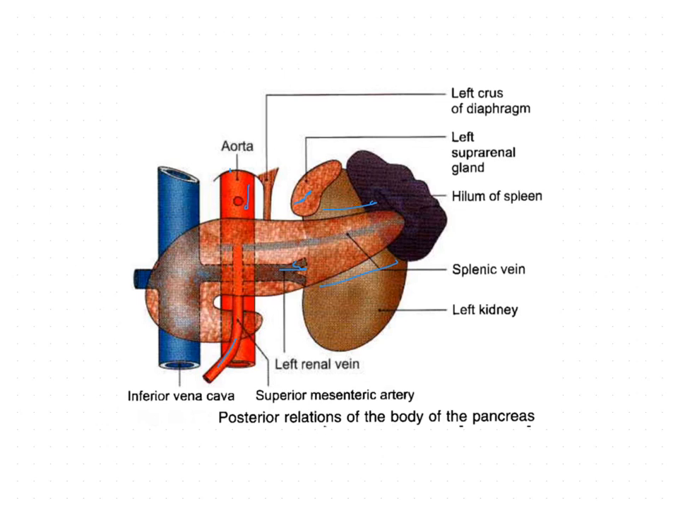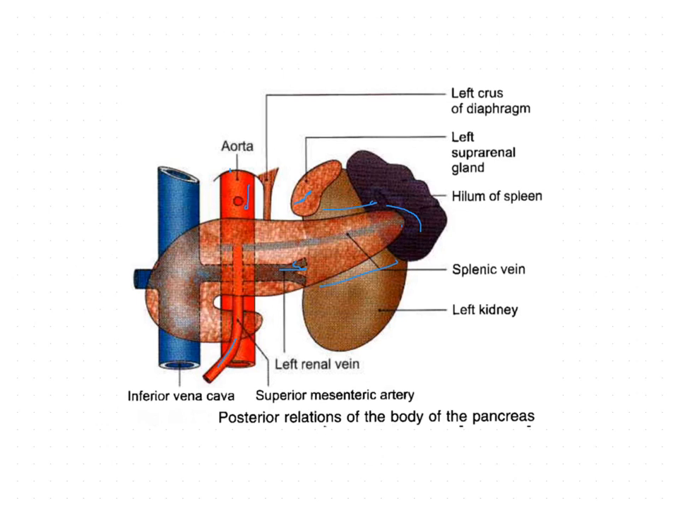If you see the tail part, the tail of the pancreas passes between the layers of the lienorenal ligament and is slightly movable, and the tail is related to the visceral surface of the spleen, which is close to the lateral end of the hilum.